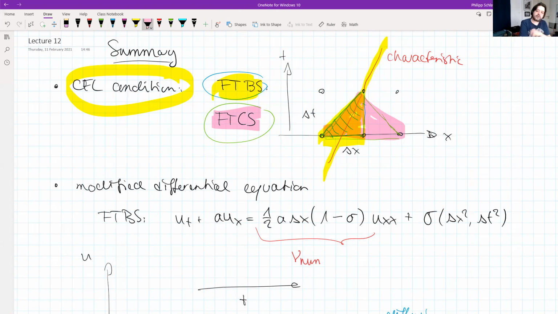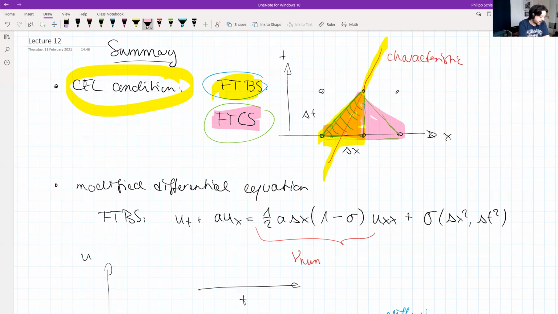What we have, however, also seen is that the CFL condition is only a necessary condition, not a sufficient one. So it is not clear that in this case, both of these schemes are actually stable. And as we have proven then via the von Neumann analysis, it turns out that only the forward time backward space scheme is stable, whereas the central space scheme is not stable and is actually a scheme that is unconditionally unstable. So there is no combination of delta t and delta x that makes the red scheme here stable.